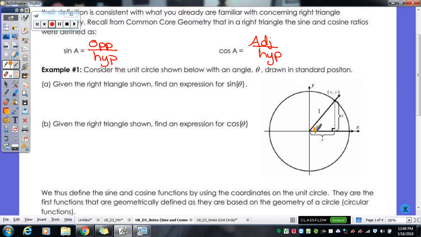So given the triangle shown to the right inside of our unit circle, let's find sine of the angle, sine theta. So as we set up above, sine was the opposite side over the hypotenuse. So if I look at my angle, what side is opposite of theta? Y. And our hypotenuse is 1. Y over 1 is y. So sine theta is just that value y.